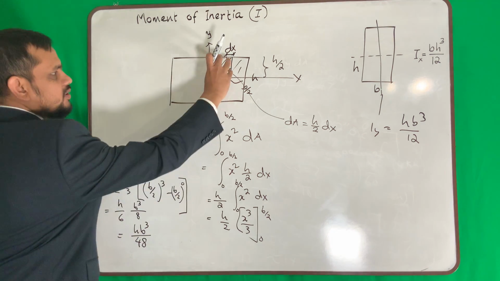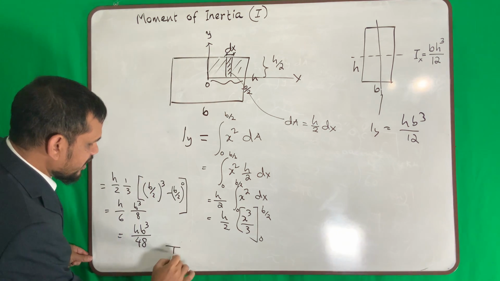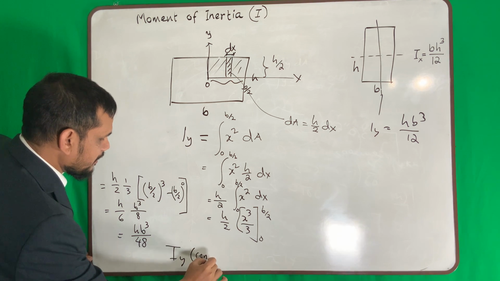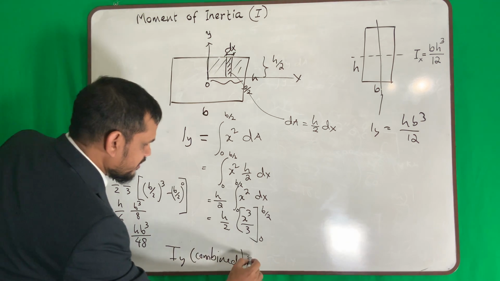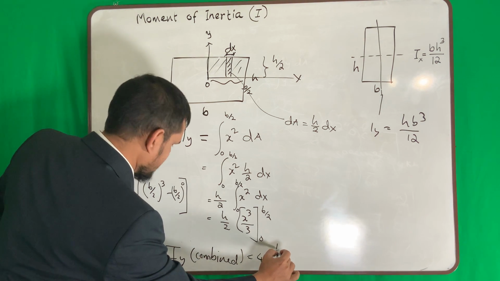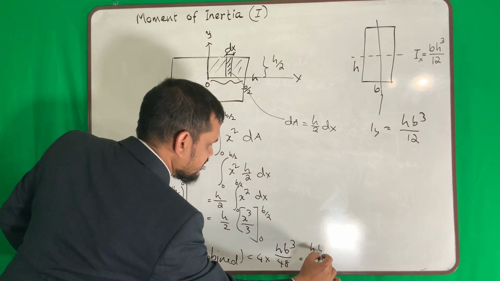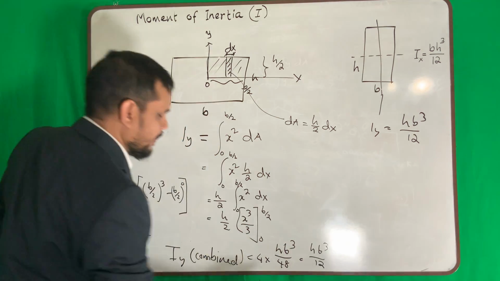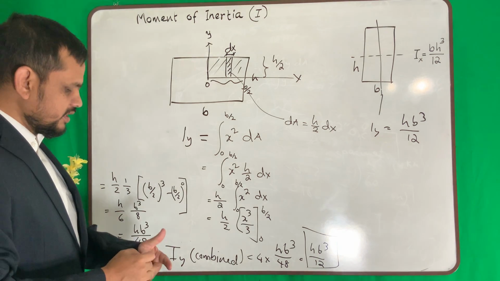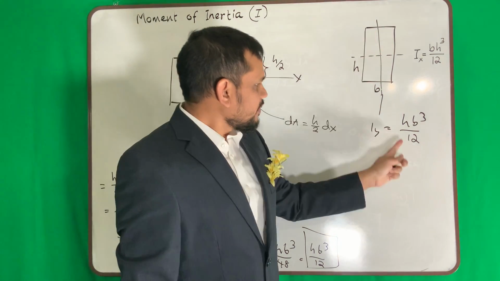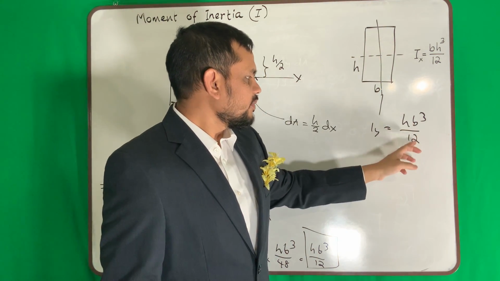Now we considered only a quarter part. If we consider the entire part, then my Iy combined will be 4 times h b cube over 48. That means h b cube over 12. So hopefully you understood how I calculated the moment of inertia about the y-axis. So we found that the moment about the y-axis is h b cube over 12.